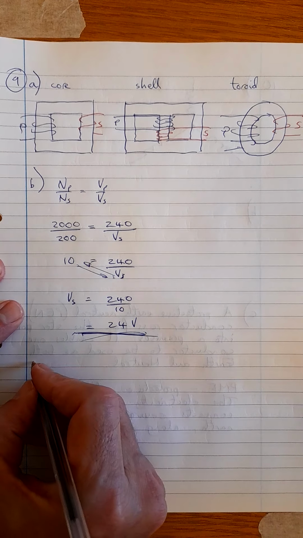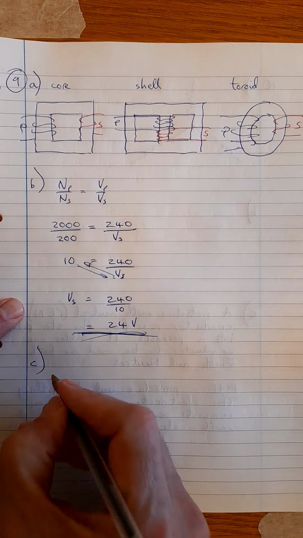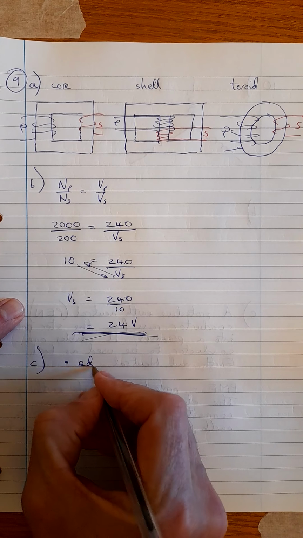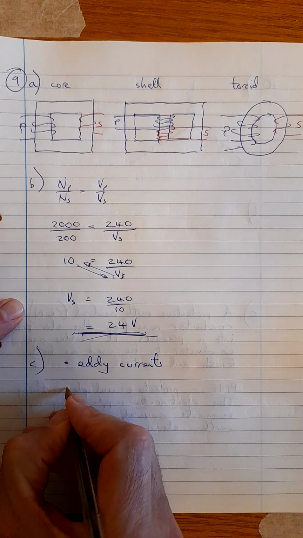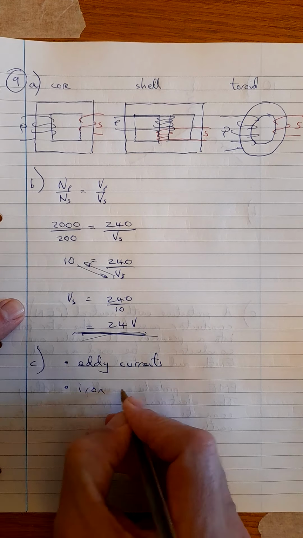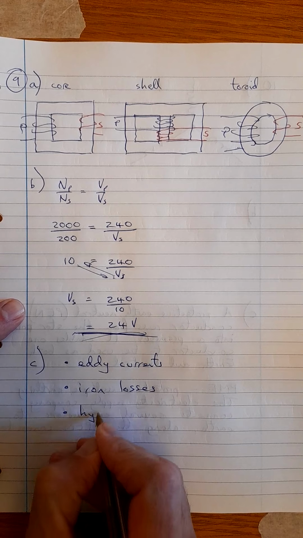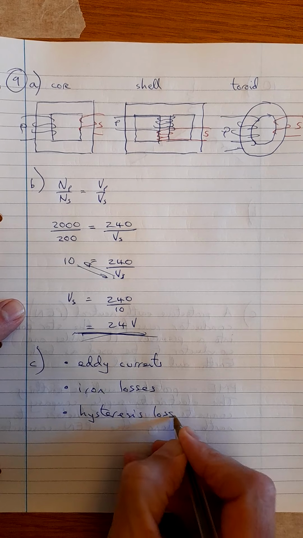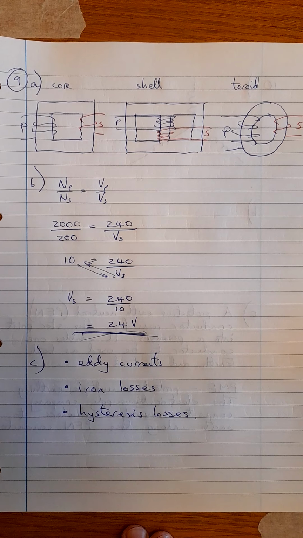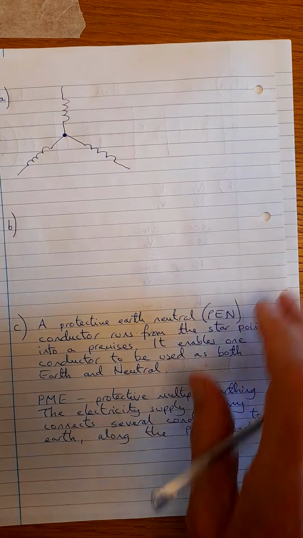Oh, there's a part C. 9 part C, 3 losses. 3 losses in transformers. Eddy currents, iron losses, and hysteresis. Okay, so we're getting there. I'm only going to go to question 10 in this lot, and I've started question 10.